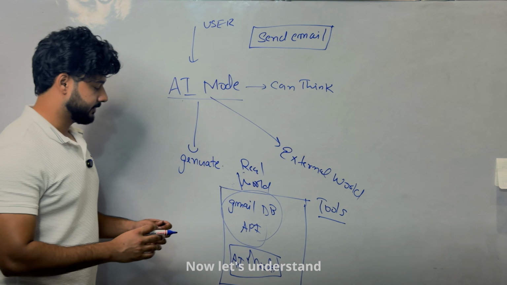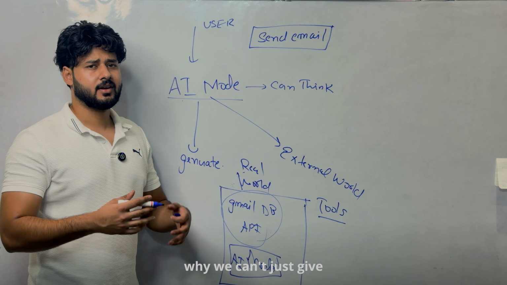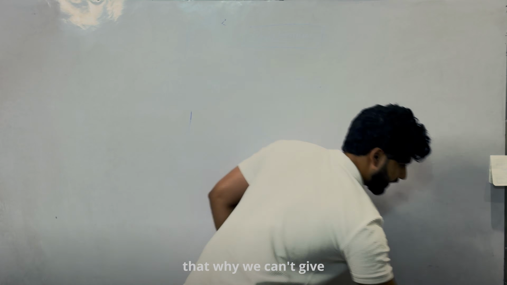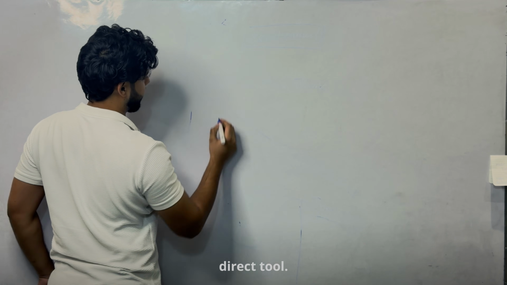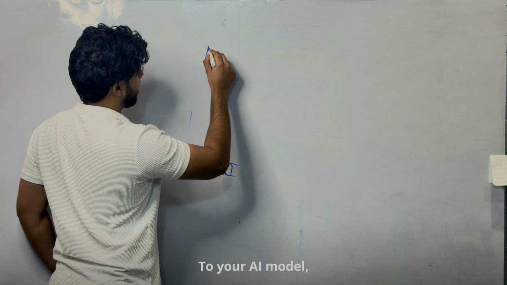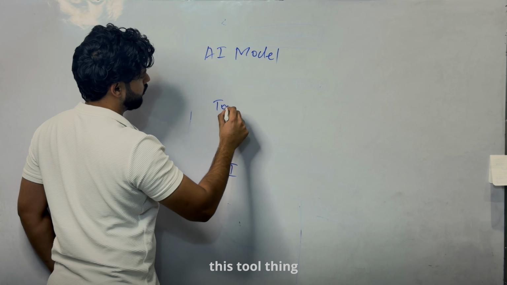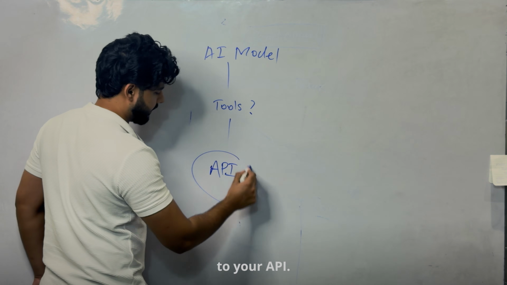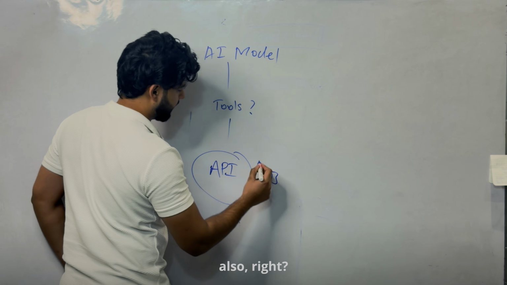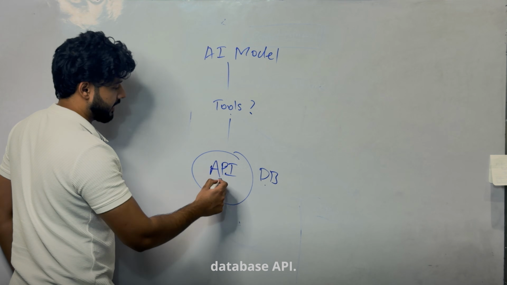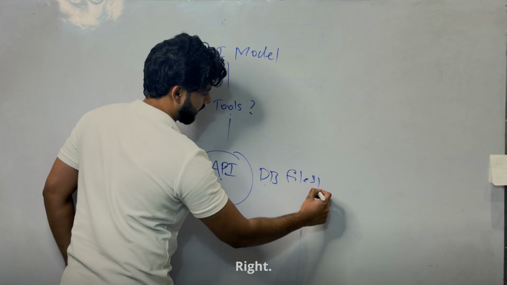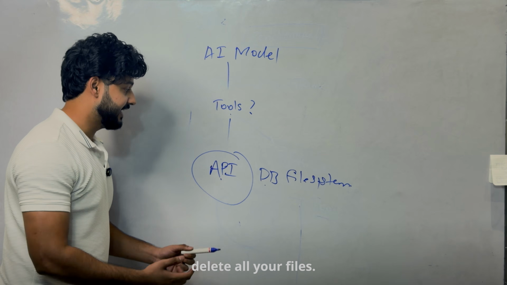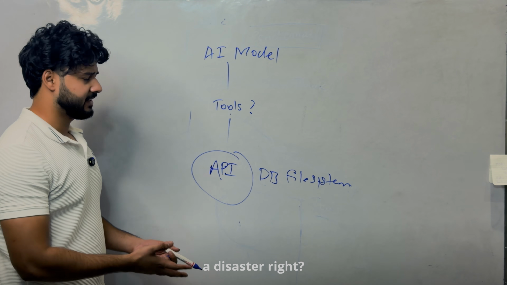Now let's understand why we can't just give APIs directly to the AI. There will be a question in your mind: why can't we give a direct API to your AI model? Why is there this tools thing in between? The problem with giving direct access is that these can be a database, an API, your file system. Just imagine your AI mistakenly deletes all your files. This would create a disaster, right?